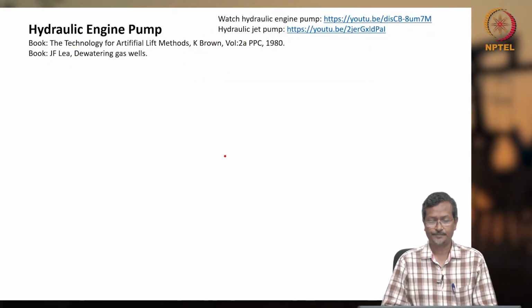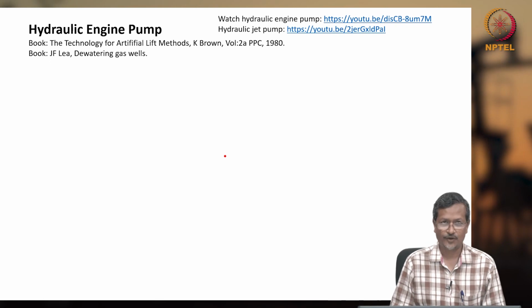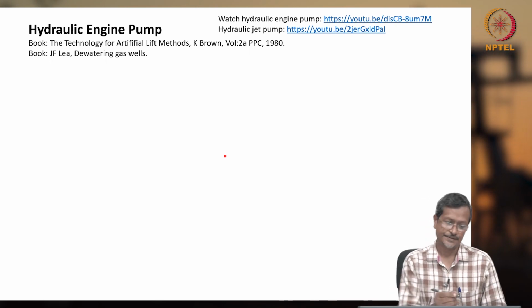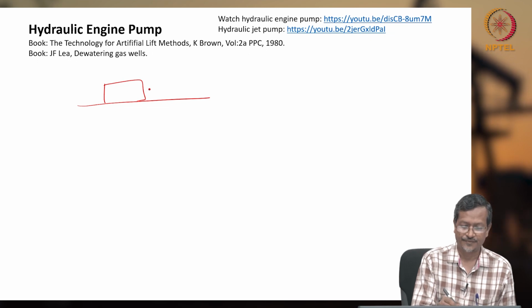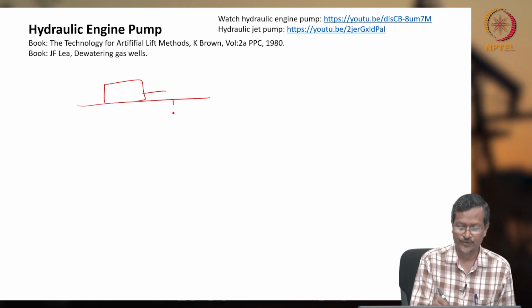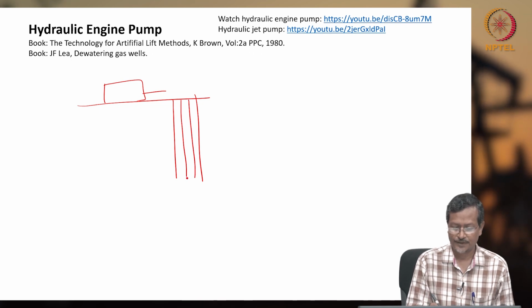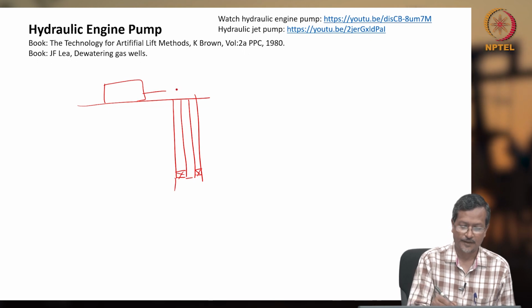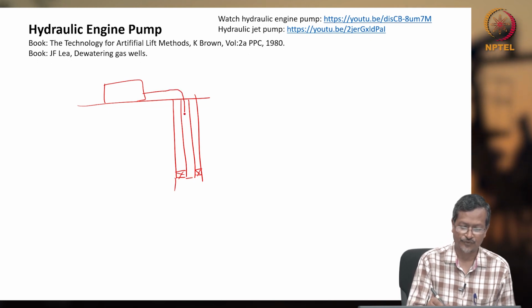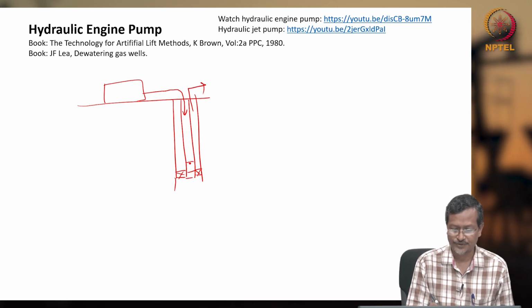Good morning, everybody. In the last lecture, we saw the basic parts of hydraulic pumping. Hydraulic pumping is like this. One surface unit must be there. The surface unit will be delivering high pressure fluid to your wellbore. This is my casing. This is my tubing. The tubing may have a packer. Then you inject high pressure fluid through the tubing and get production through your annulus.